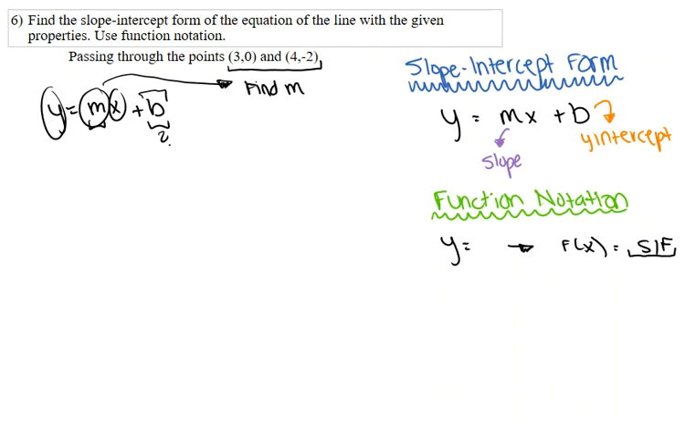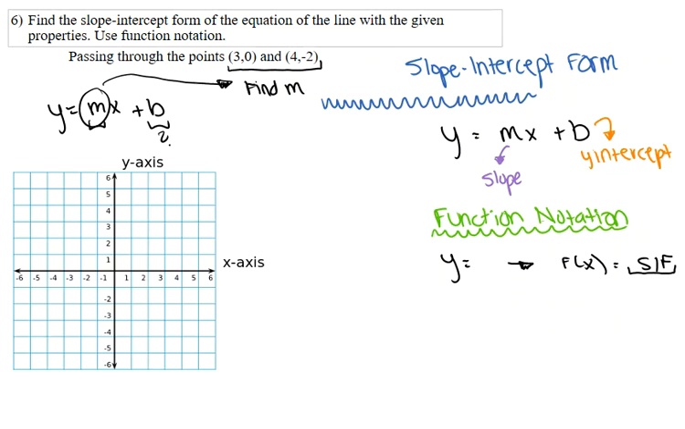To find m, I'm going to plot the 2 points that I'm given: (3, 0) and (4, -2). (3, 0) is going to be 3 on the x-axis, and since 0 is y, it's not moving up or down any. Then we have the point (4, -2), so it's 4 on the x-axis, and it goes down 2 on the y-axis.